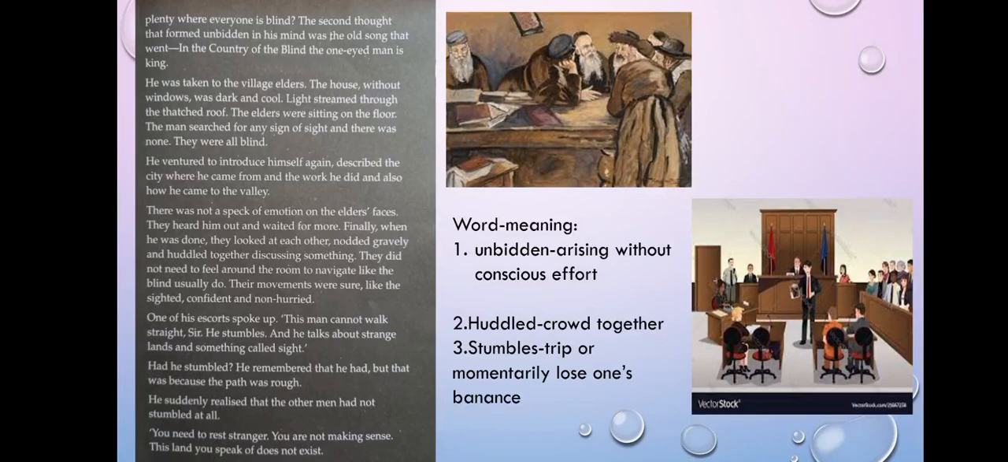Had he stumbled? He remembered that he had, but that was because the path was rough. Yes, this mountaineer recalled that he stumbled. He was not able to walk properly like them, because the path was not smooth, it was rough. He suddenly realized that the other man had not stumbled at all. Yes, he was stumbling, but the other man, a blind person who was escorting him, never stumbled.